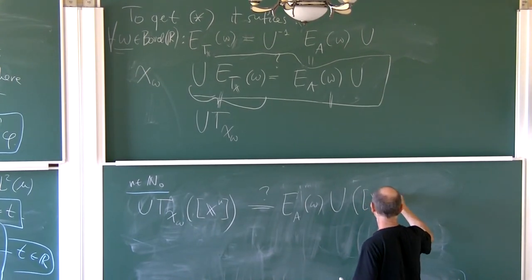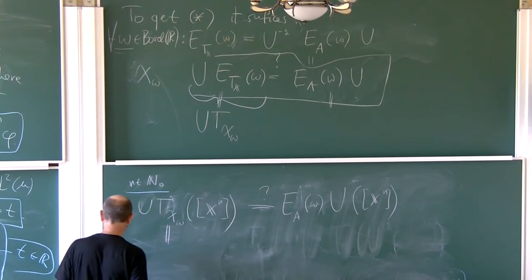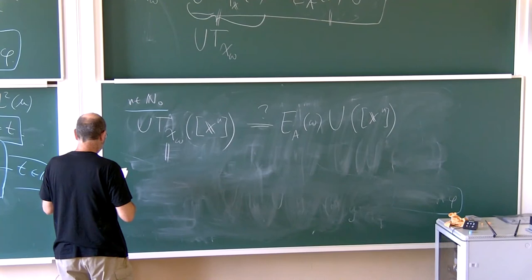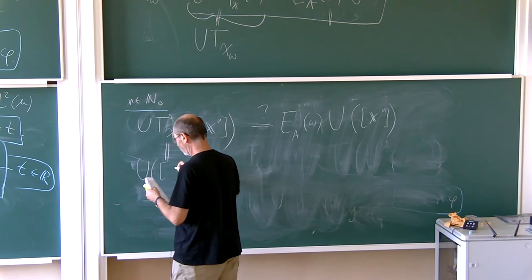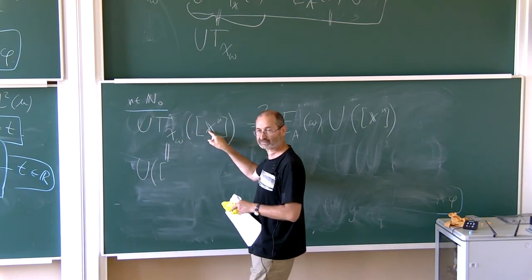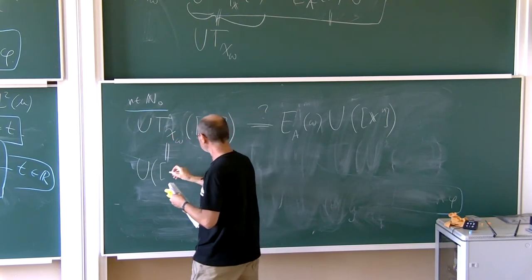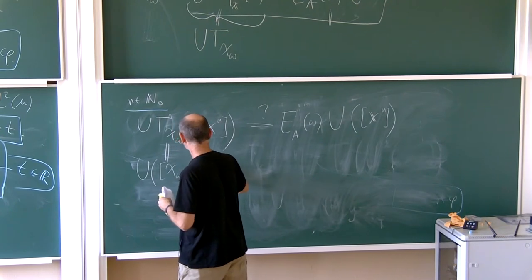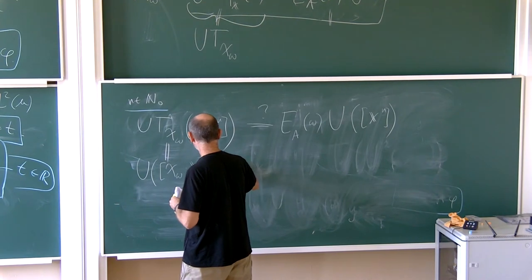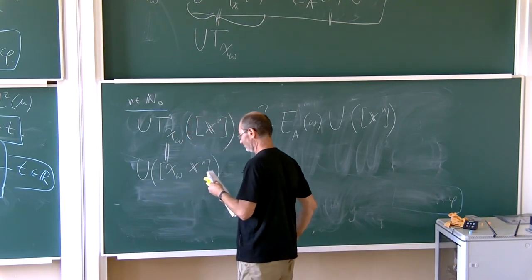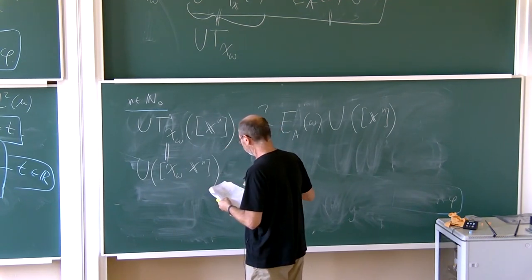And it's quite simple, because here we can just write that this is u on the class. We just multiply. This operator is very simple. We multiply this function by this function. So this is the class of the characteristic function of omega times x to the power n function, by the definition of the multiplication operator.